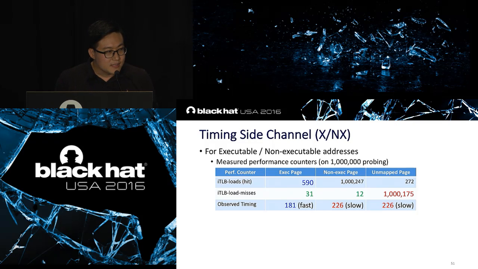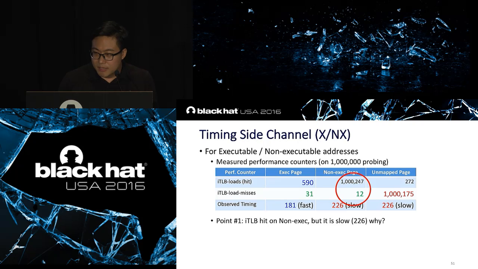And next is the side channel for executable and non-executable addresses. At this time, we measure the hit/miss counter of the ITLB, because we try to execute, so we measure the instruction TLB over 1 million probes. The first point to take a look at is that the ITLB hits on the mapped page. There are only 12 misses on 1 million probes.